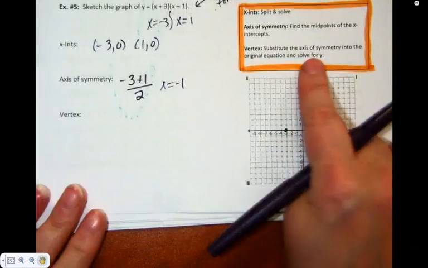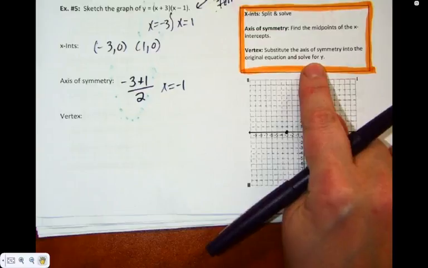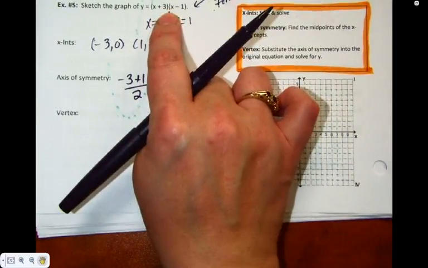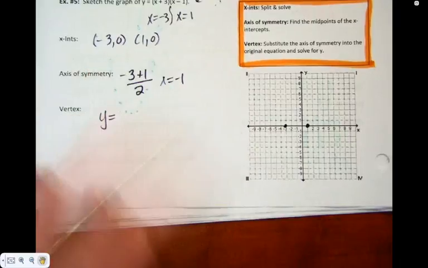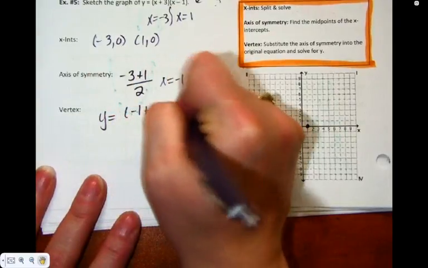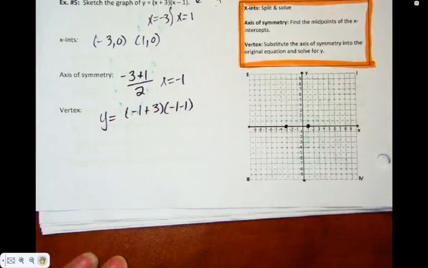To find the y-coordinate, I'm going to substitute the axis of symmetry into the original equation and solve for y. I'm going to take that value of x, I'm going to plug it in for the two x's, I'm going to simplify to find y. So I'm going back to the original equation. I'm going to take x out and put in -1. So I just replaced x, put in the axis of symmetry.